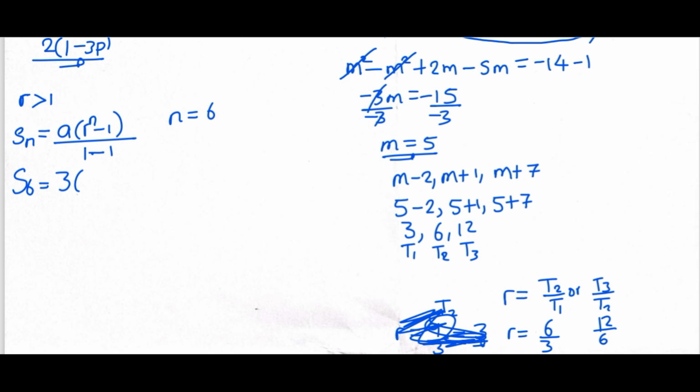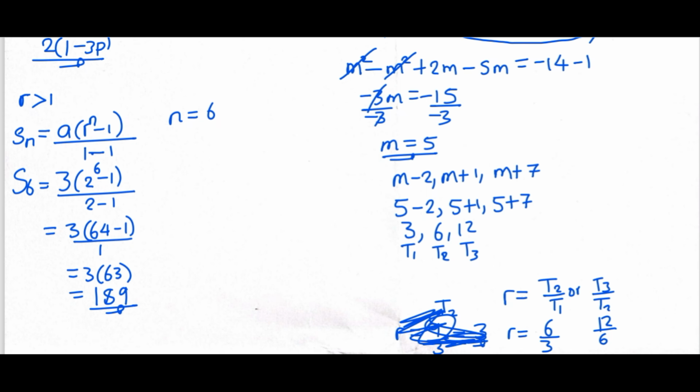Common ratio is 2 raised to the power 6 minus 1 over 2 minus 1. So what is 2 raised to the power 6? It is 64, minus 1, over 2 minus 1 which is just 1. 64 minus 1 is 63 over 1. So 63 times 3, I'm getting 189 as my final answer.